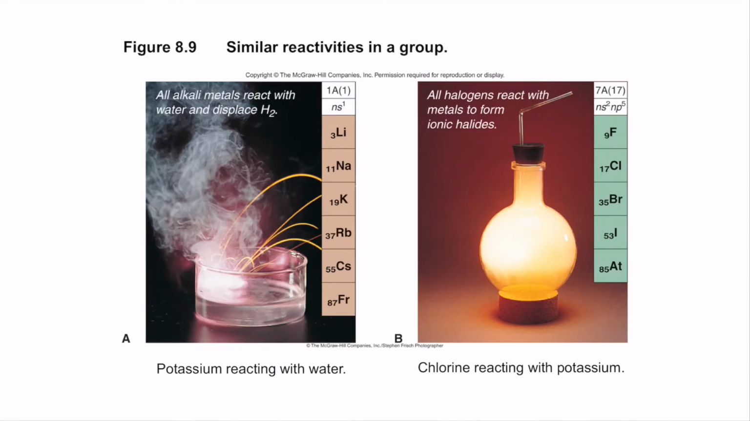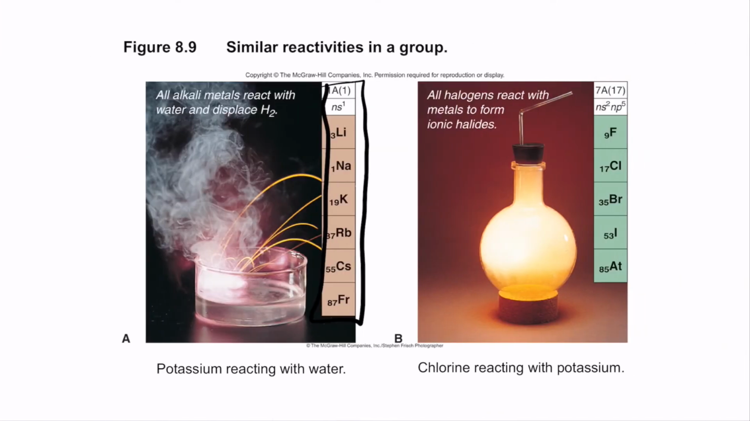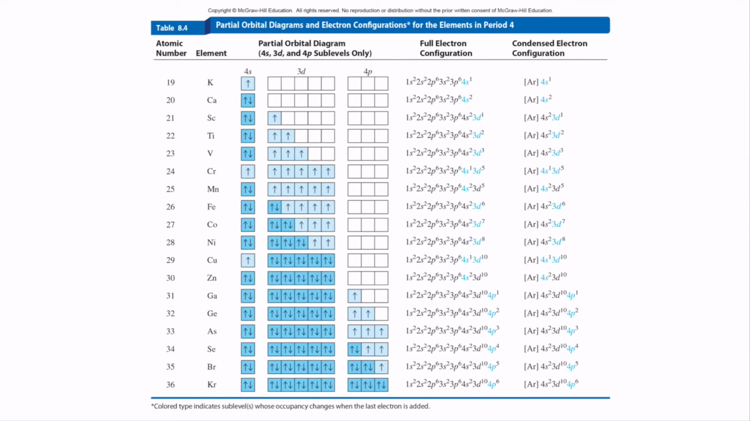For example, the 1A group elements are the elements in the first column, and all of them are called alkali metals. When you put alkali metals in water, they displace hydrogen, so it's a common factor for all of these metals. When you go towards the halogens, when you mix them with a metal they form ionic halides, and this applies to all of these elements. This is what we call chemical behavior correlating with the electronic configuration. This is one of the reasons why chemistry became easier to understand.